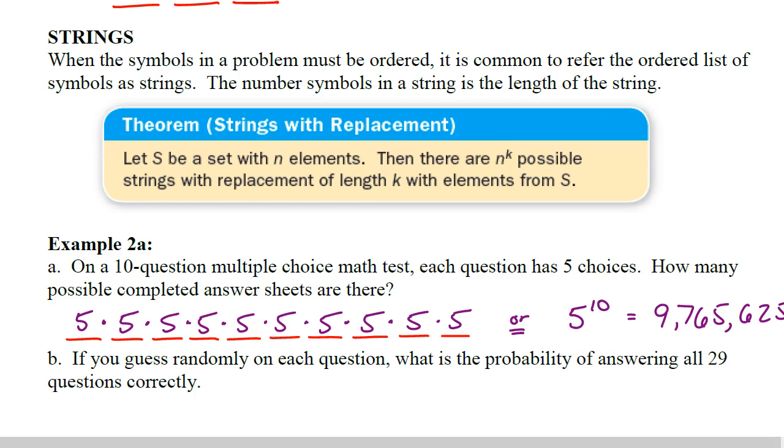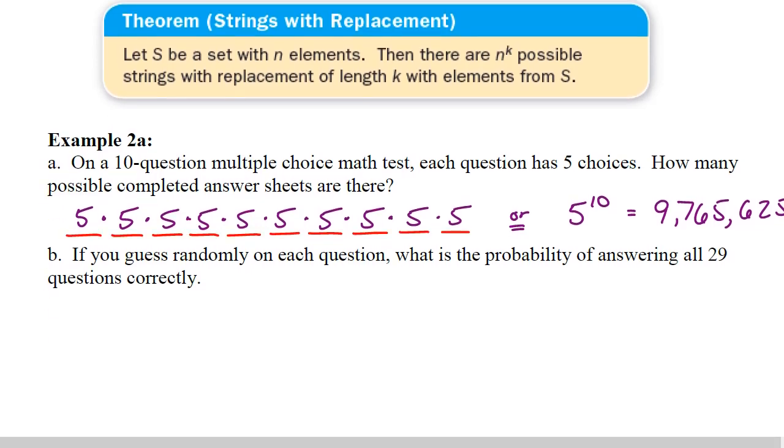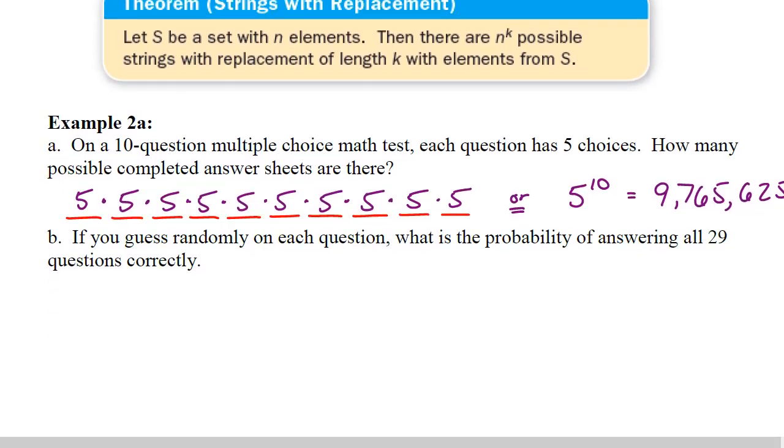Now, if we wanted to guess randomly on each question, what is the probability of answering all 10 questions correctly? Well, there's only going to be one correct answer sheet out of all of those. So you'd have a 1 in 9,765,625 chance. Not very likely.